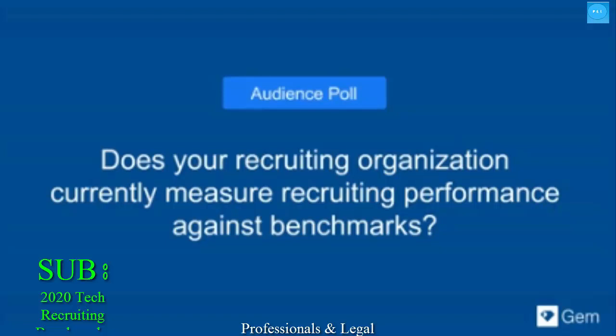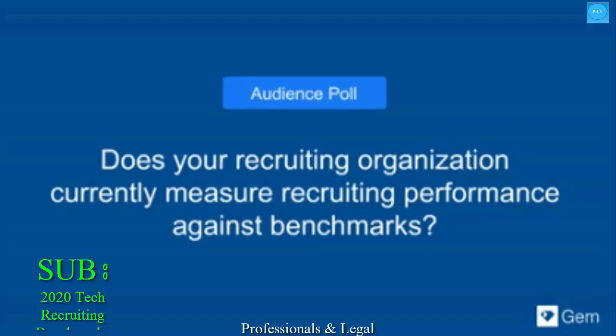The options here are, yes, we already use benchmarks, no, we have not used benchmarks, or we don't, but would like to in the future. So wait just a little bit of time for everyone to vote. And great, it looks like we have a few data points here already. Thanks everyone for voting. It actually looks like fairly evenly split.